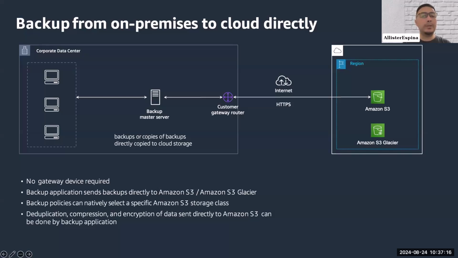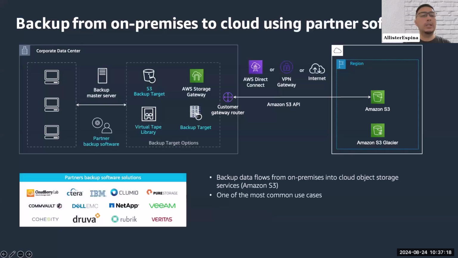Now, some enterprise users require advanced features or capabilities, and that's where our partners come in. Partner software such as Veeam, Veritas, Druva, and other leading backup software in the market can be integrated seamlessly with AWS.